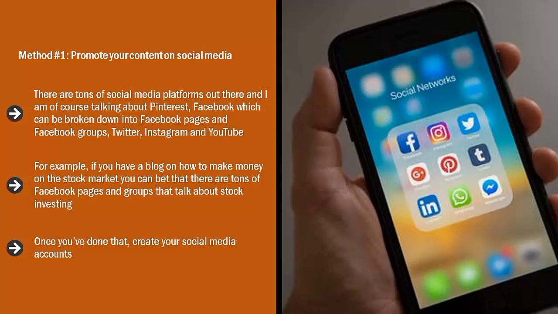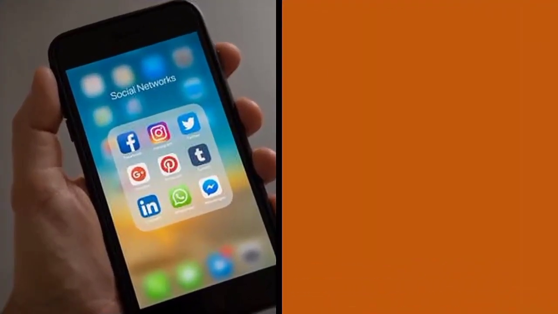Once you've done that, create your social media accounts. Ideally, you should have a social media account on all the major platforms. Again, these are Twitter, Facebook, which is broken down into pages and groups, YouTube, Pinterest, and Instagram. The more platforms, the better. Create your social media accounts. These have to look professional. Maybe you have to invest in a cover graphic. If you don't know how to make one, you can easily buy them cheap at places like Fiverr.